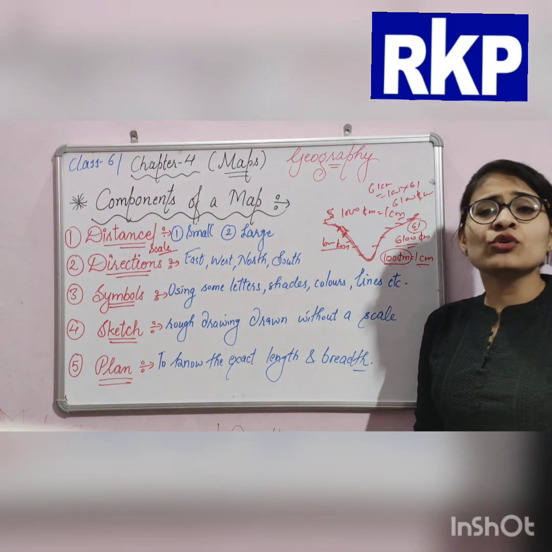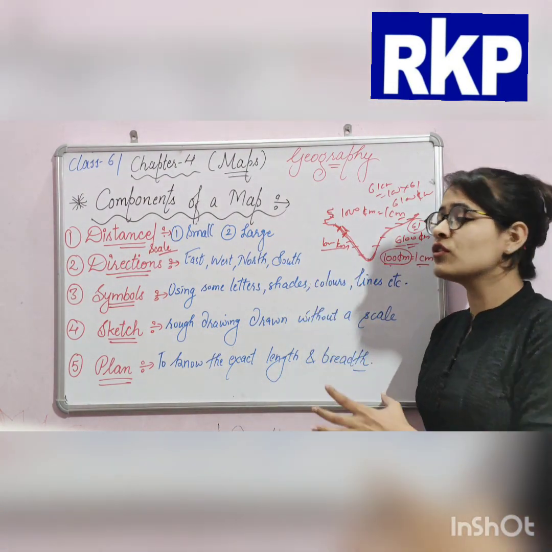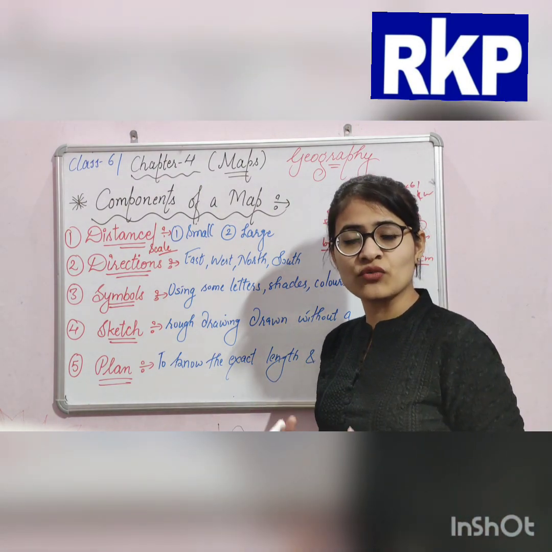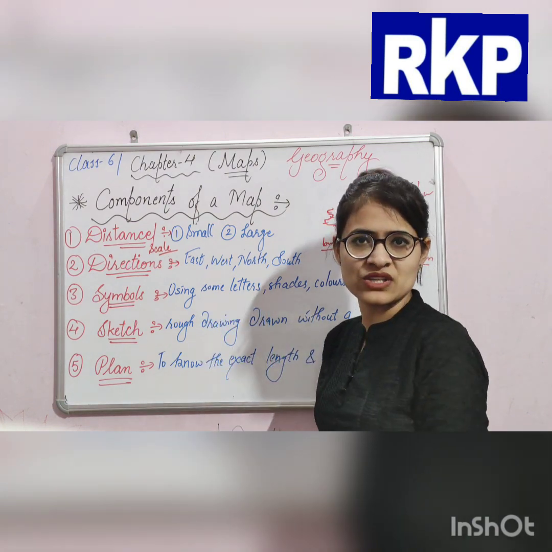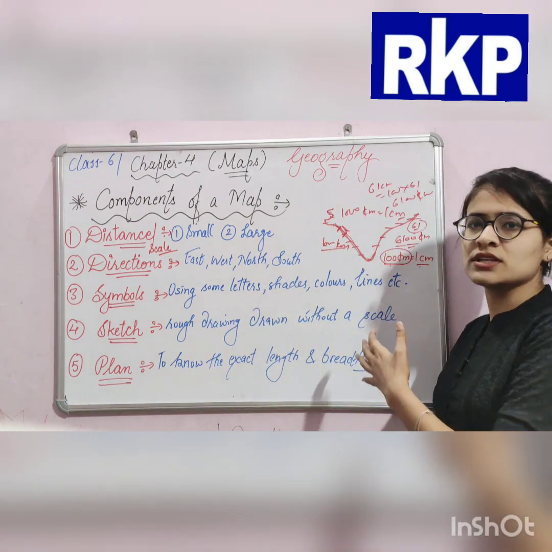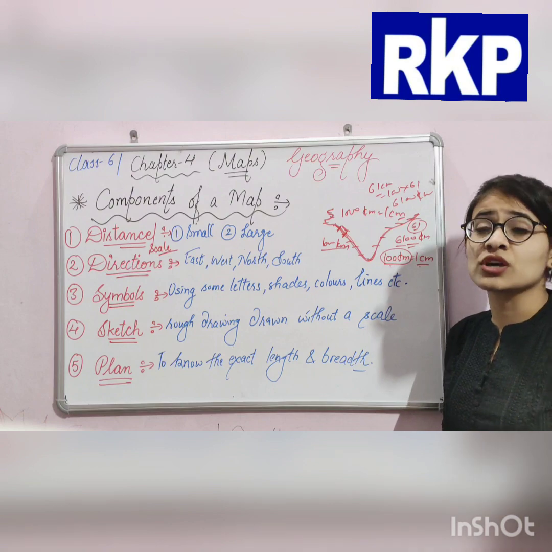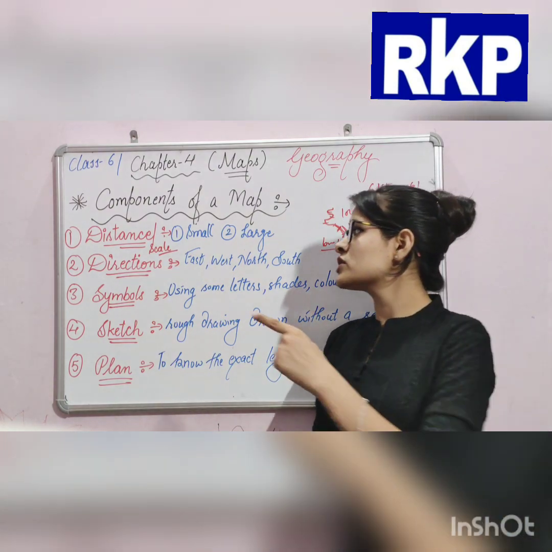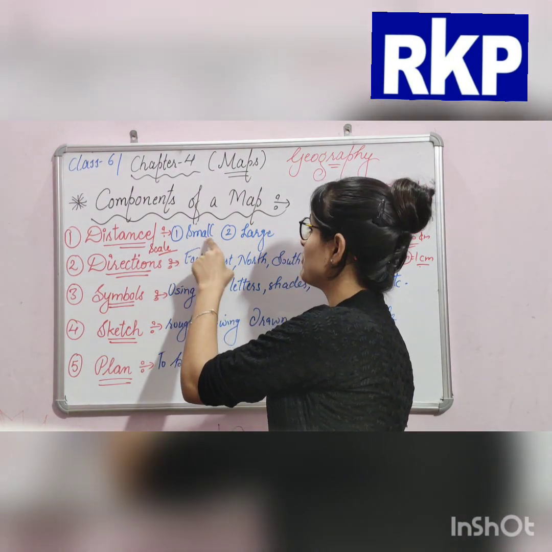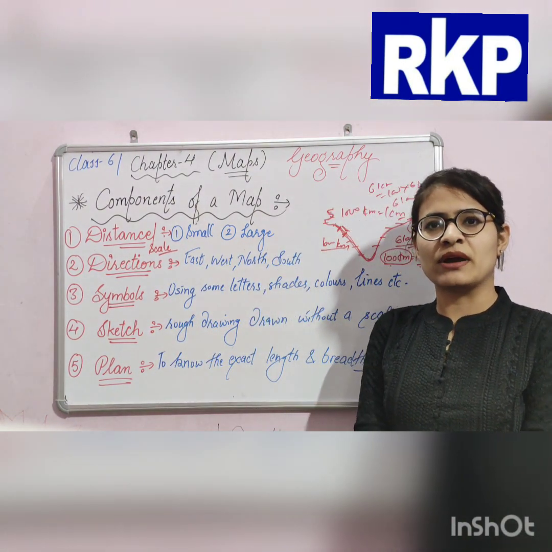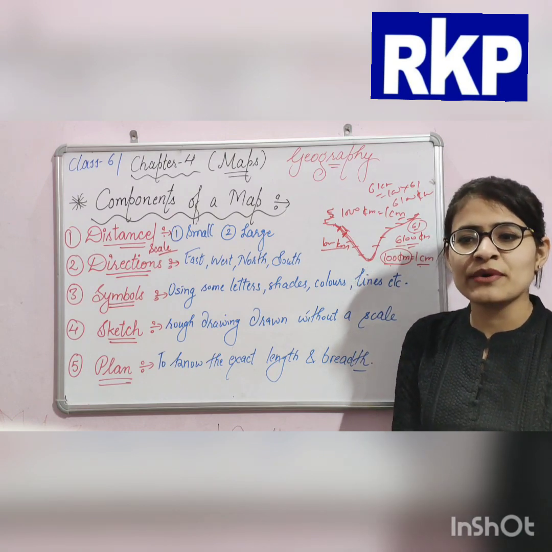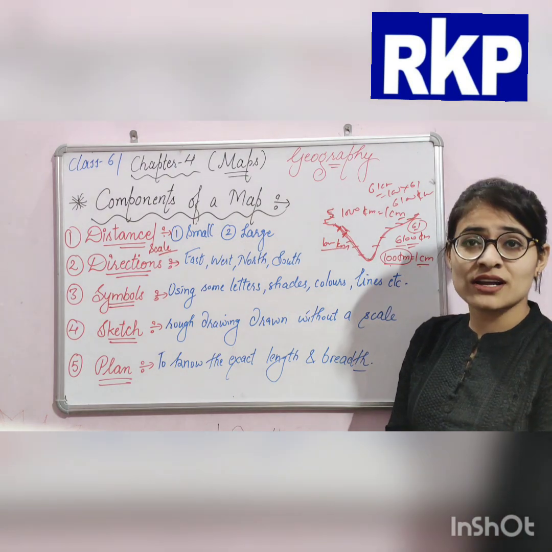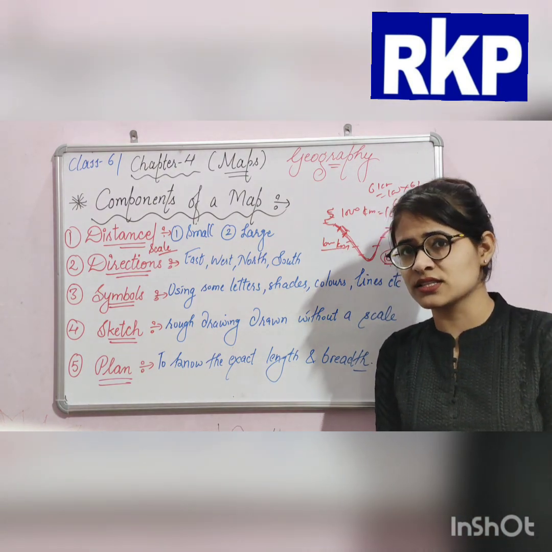Now, if you know about the scale, you will be able to calculate the actual distance of a place on a map as well. According to the scale, maps are also divided into two parts. First is small scale map and second is large scale map. So what is a small scale map and what is a large scale map?